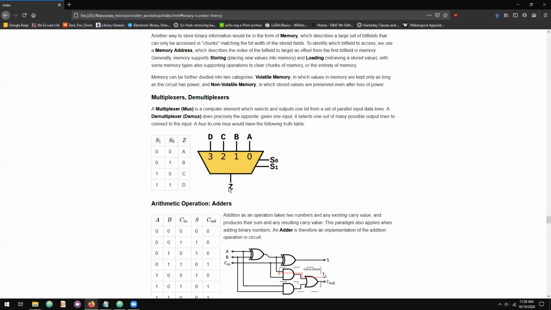So multiplexers and demultiplexers are stateless. They're not changing over time or based on inputs. They're rather closer to mathematical functions where they don't change.